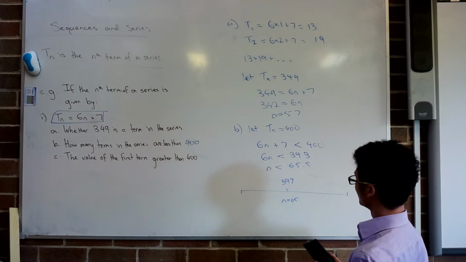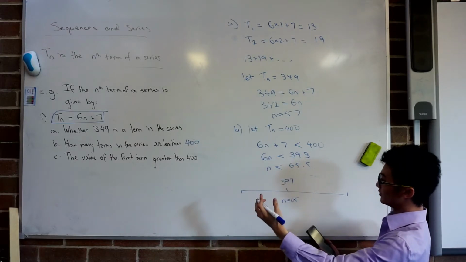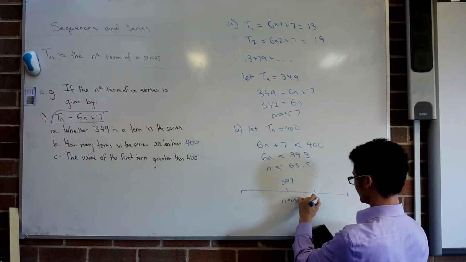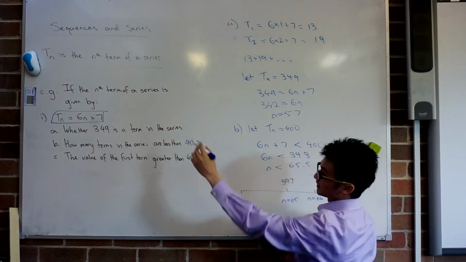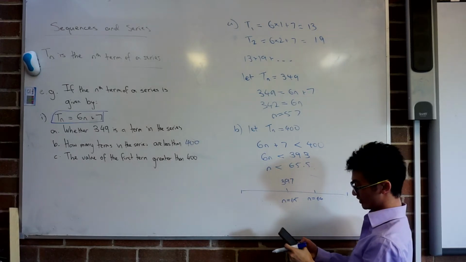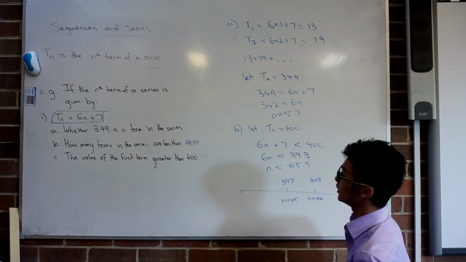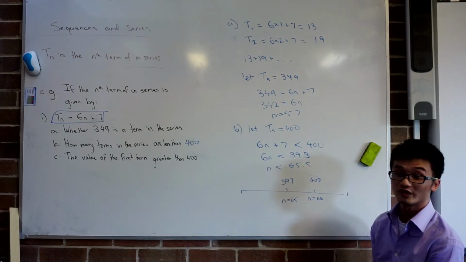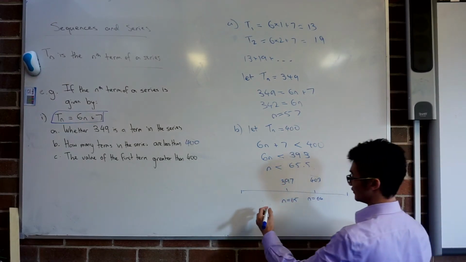397. But remember, my n values, the terms, have to be whole numbers. Because once I go to the next one, n equals 66, for example, so I'm substituting 66 back in this equation, 66 times 6 plus 7, that will give me 403. So I know once I pass the 65th term, I'm going to be greater than 400. So how many terms in the series are less than 400? Well, it would just be 65 terms.